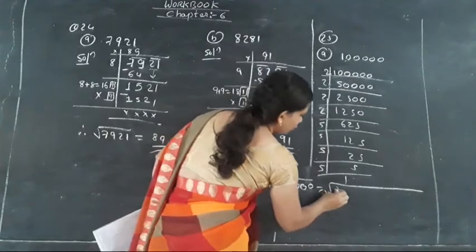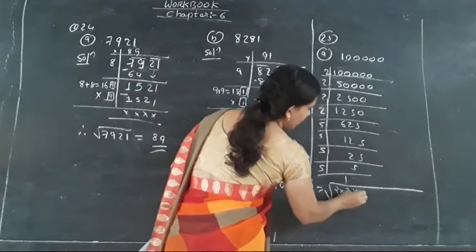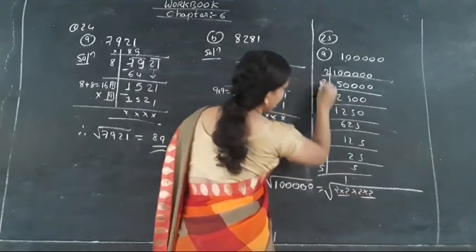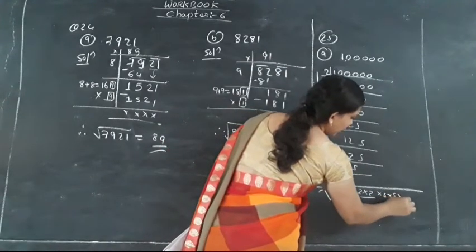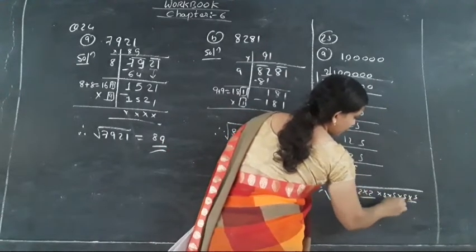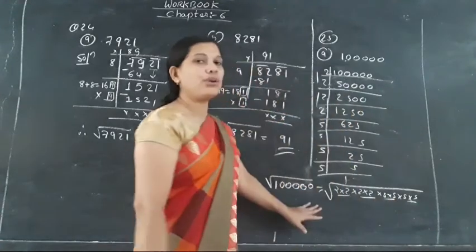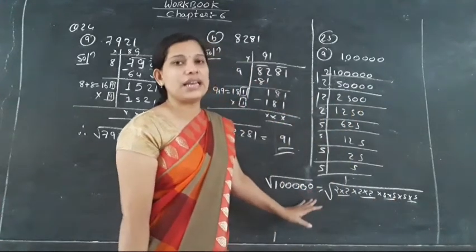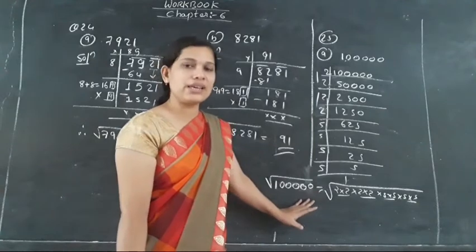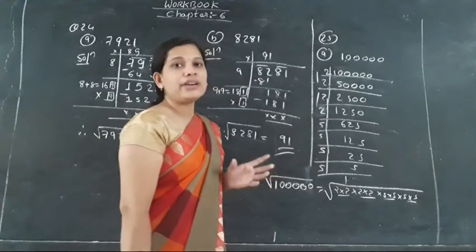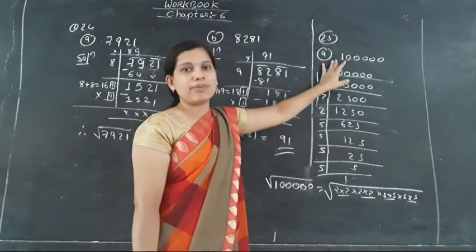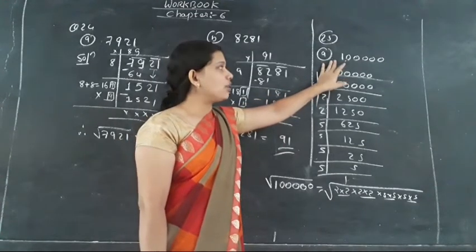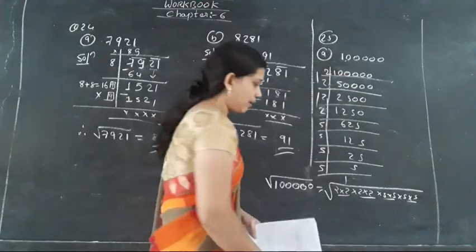So 2 into 2 will be the first pair, 2 into 2 will be the second pair, isn't it? Now 5 into 5 will be the third pair, again 5 into 5 will be the fourth pair. Now we can see that here no factor is there which is unpaired. That means this smallest 6 digit number is a perfect square, isn't it?